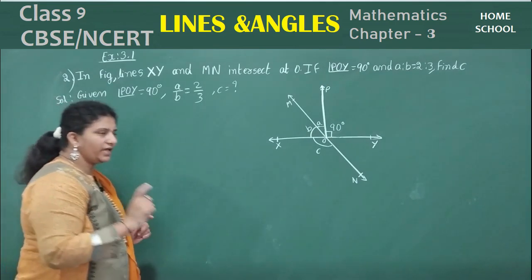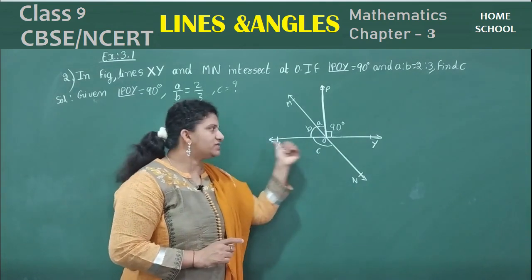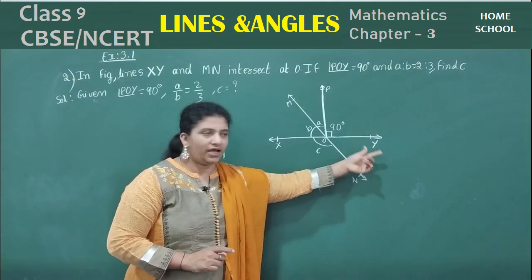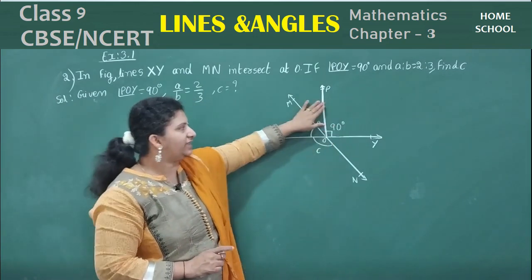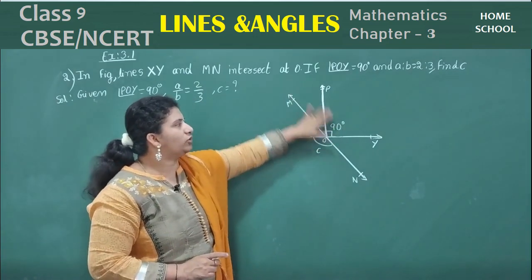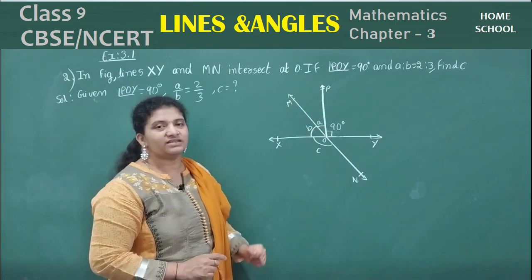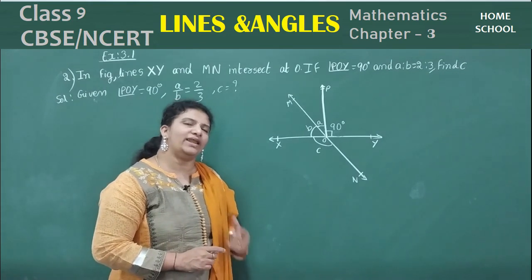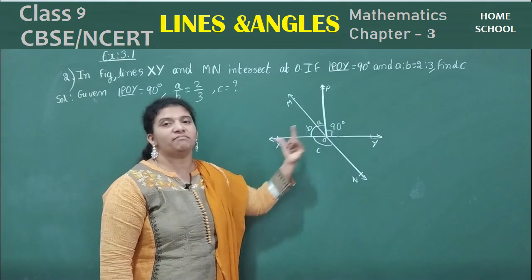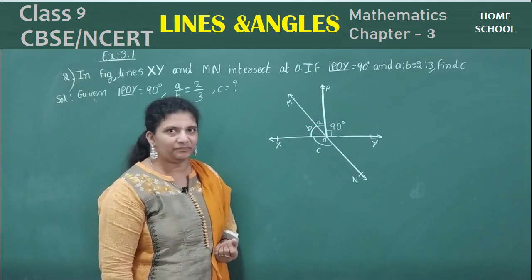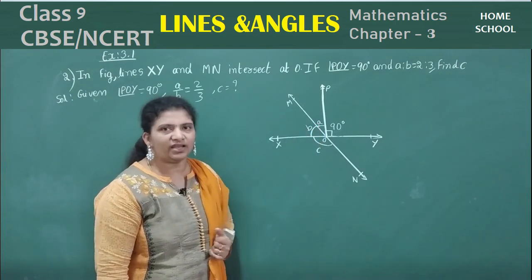So observe here carefully, children. You should see here carefully. XY is a line, right? So linear pair of angles are there. This is 90. Then forget about OM. So this will be how much? 90 degree. As a right angle, it will be 180 degrees, right? So this is 90, then A plus B must be 90. But instead of A plus B being 90, they have given the ratio.